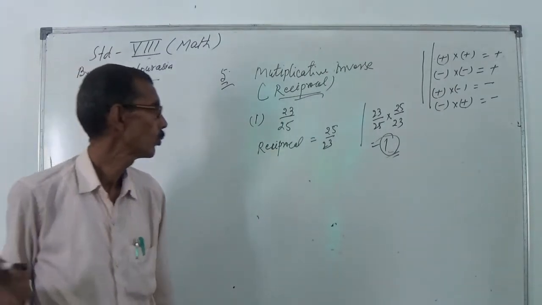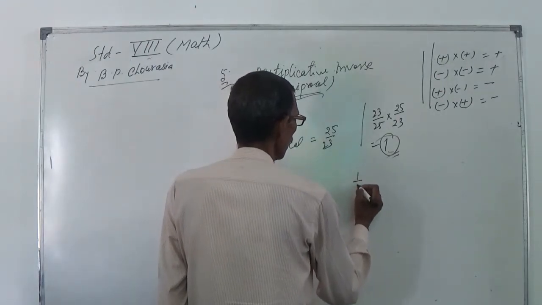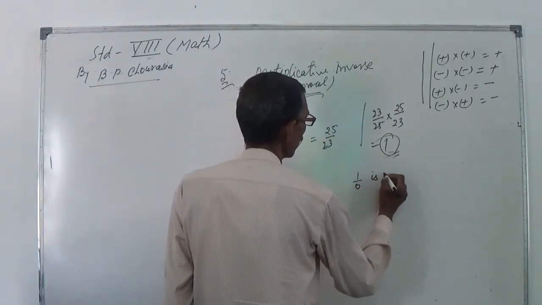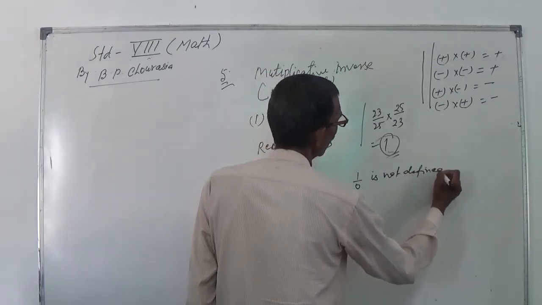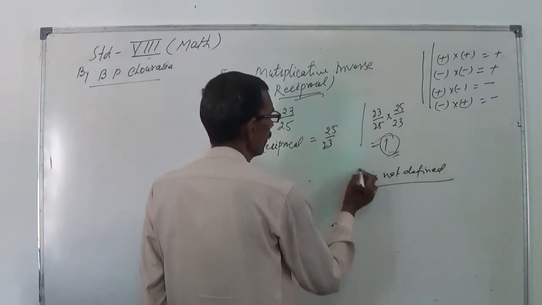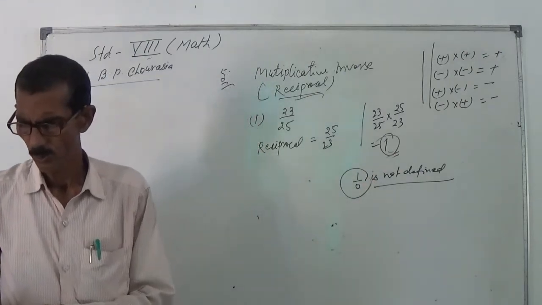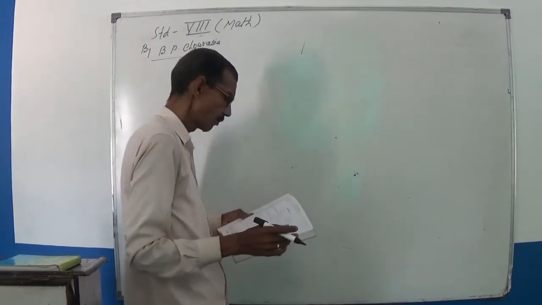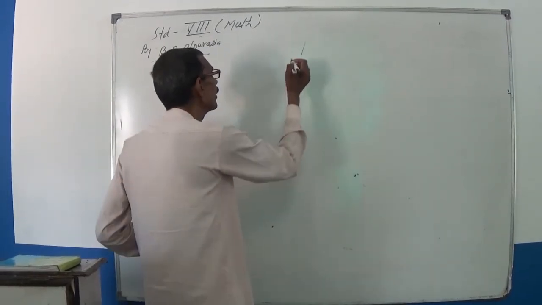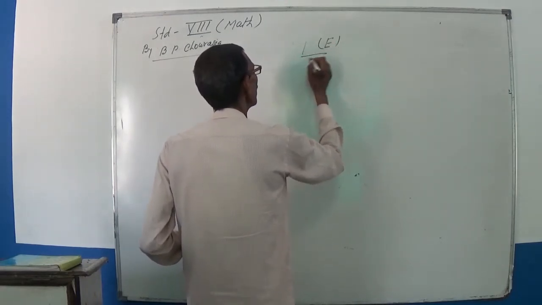0 has no reciprocal because 1 by 0 is not defined. So remember this carefully. Now we should solve problems of exercise 1.